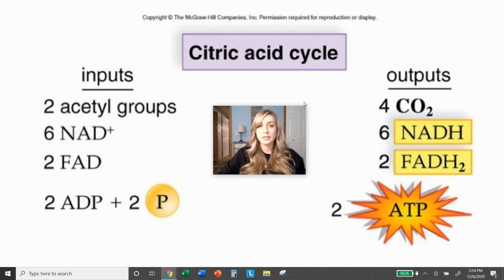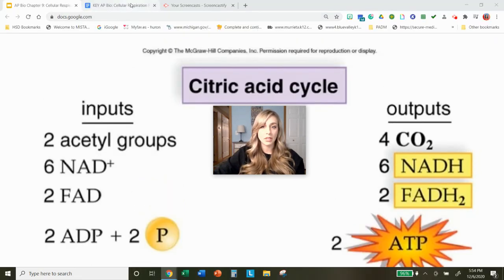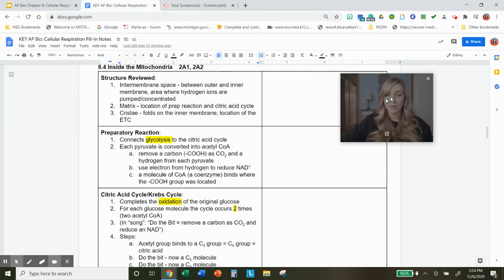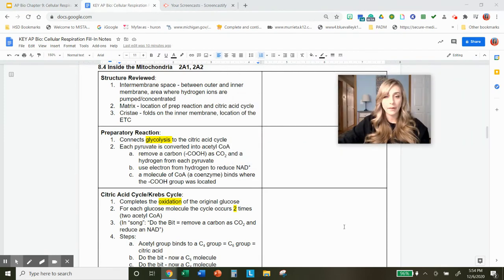Okay, so before we get into electron transport chain, let's go back to our notes.